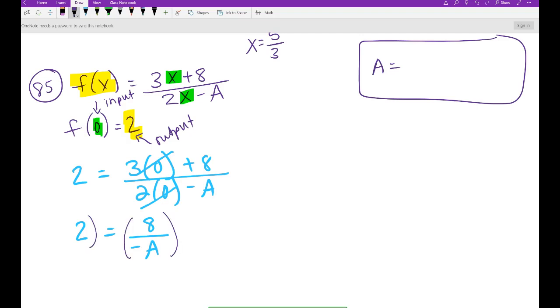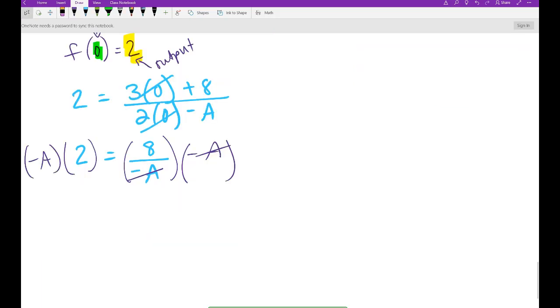Can I get rid of fractions? To get rid of fractions, you can always multiply both sides by what? The negative a, right? Here we go. Negative a, negative a. So this is now canceled. My fractions are gone. So now I have negative 2a equals 8. Divide both sides by negative 2. A is now what? Negative 4, okay?